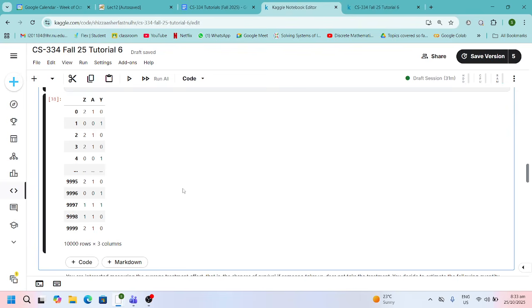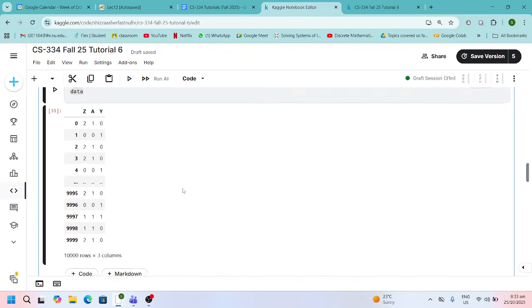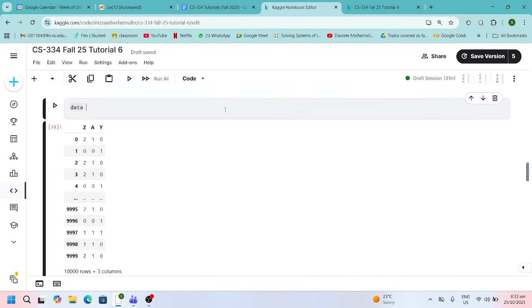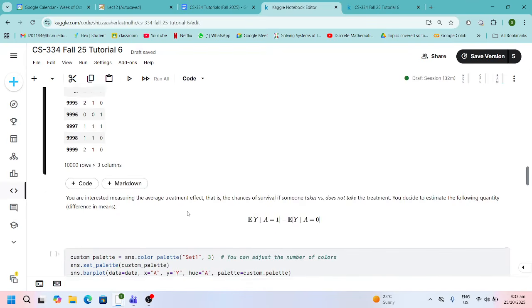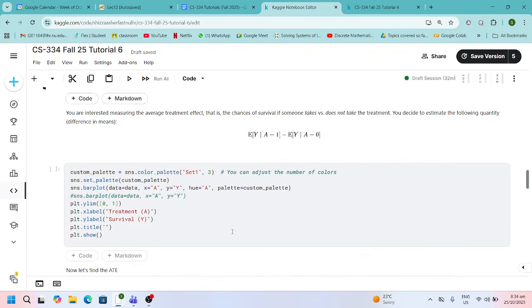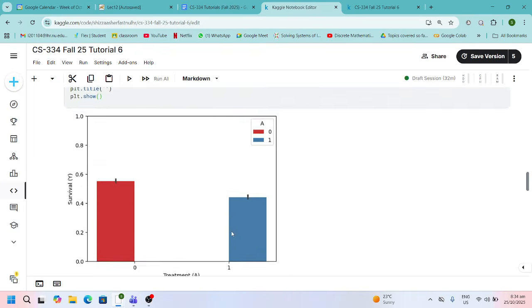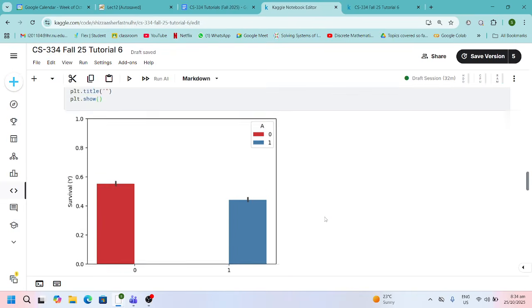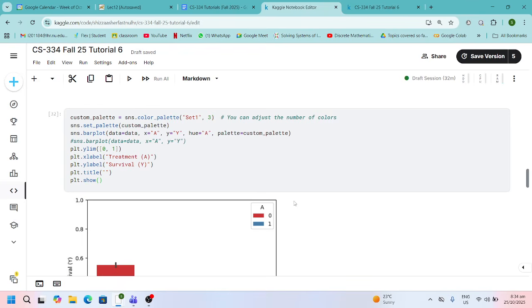What I can do is find the difference in means, which we just looked at right now as well. So this is the difference in mean. You have the expected value of Y, the recovery, given that the treatment was administered, minus the expected value of Y, given that the treatment was not administered. And these are the averages that I have been able to compute.